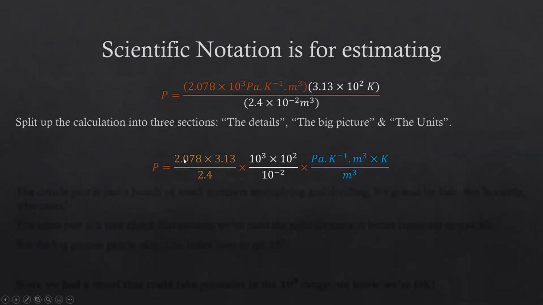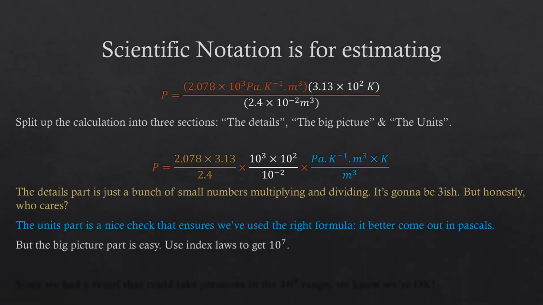So there's the details. That's all the little numbers that go out the front that, to be honest, don't really matter. Then there's the big picture. The big picture is your 10 to those, so your powers of 10. And then there's your units. The units here you just take from the formula, so it's pascals per Kelvin, meters cubed, times Kelvin, divided by meters cubed. And so we've split this up into 3 little sections, right? And what's nice about this is that we can treat each of those little bits separately.